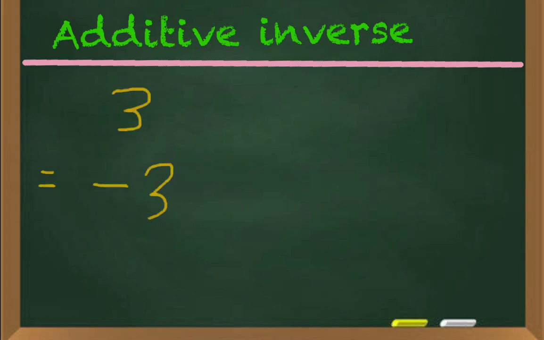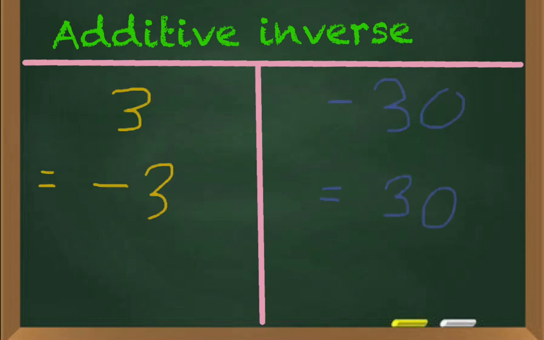For example, the additive inverse of minus 30 will be 30. Right now, this minus 30 is a negative integer. It has a minus sign. But when I have to find the additive inverse, I will just change the sign. Here it is minus, I am putting plus over here. Here it is negative, this is a positive integer. So in short, here minus 3 is the additive inverse of 3. 30 is the additive inverse of minus 30.